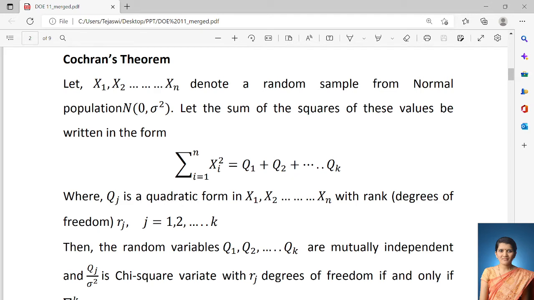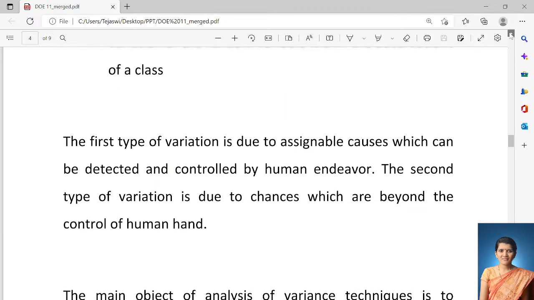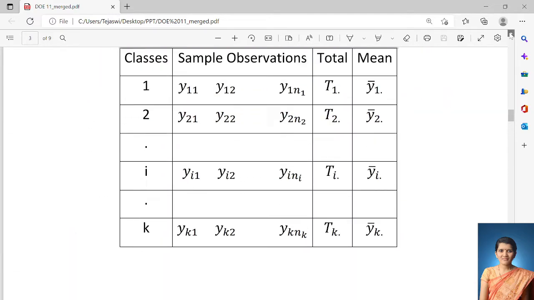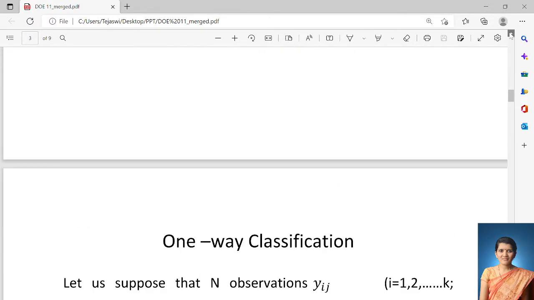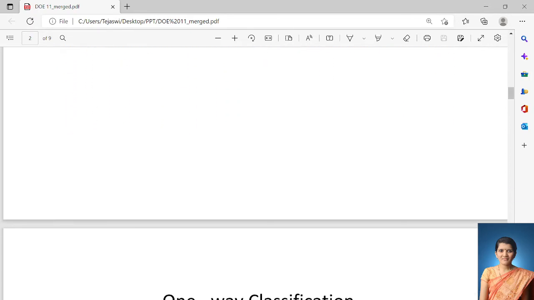Here q1, q2, ..., qk are quadratic forms of x1, x2, ..., xn with ranks, that is degrees of freedom, rj, where j varies from 1 to k. Then the random variables q1, q2, ..., qk are mutually independent, and qj divided by sigma square is a chi-square variate with rj degrees of freedom, if and only if the summation of ri is equal to n.